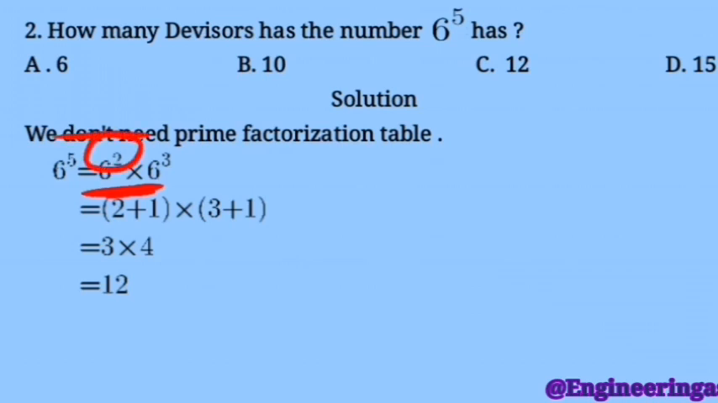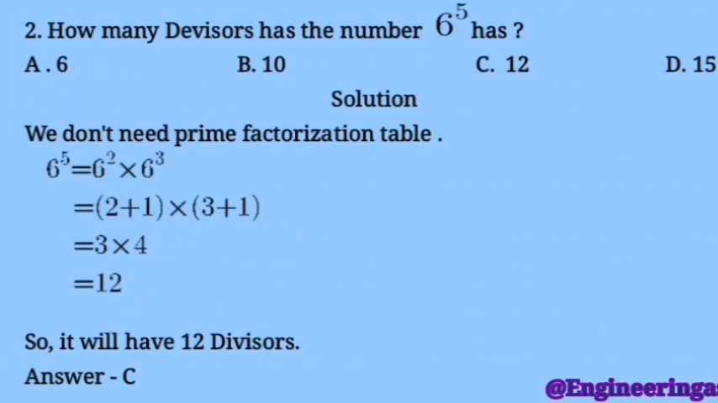We will select 2 here, and over here we will select 3, so we just add it and multiply it, then it will be 3 times 4, it will be 12. So it will have 12 divisors for the number 6 raised to 5. So the answer will be C. There it is, C is the answer.